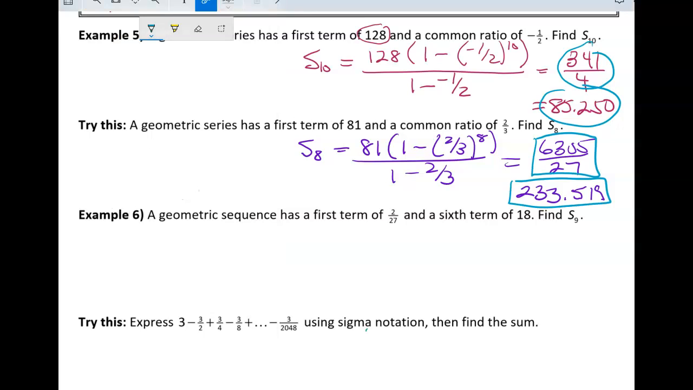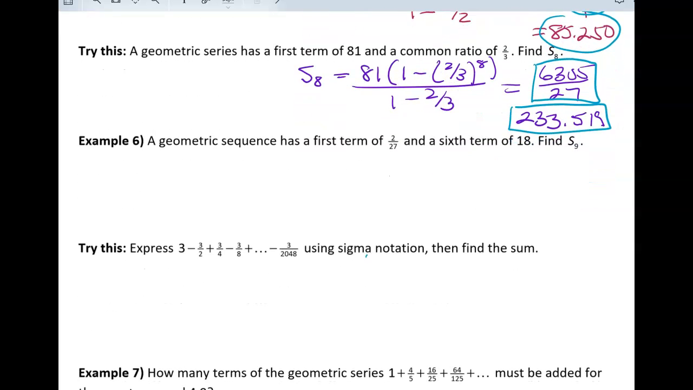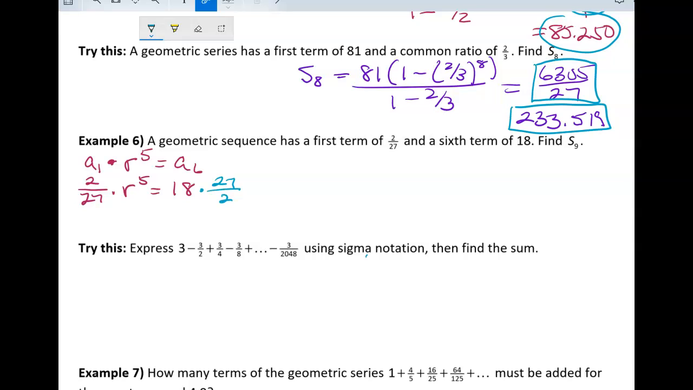In the next example, 6, we have a geometric sequence that has a first term of 2/27, and it has a sixth term of 18. So we're going to have to figure out what that common ratio is. Well, we know in a geometric sequence that if I take the first term and multiply it by r raised to the 5th power, that's going to give me the 6th term. So 2/27 times r raised to the 5th is equal to 18. We can solve this equation by multiplying both sides by 27/2.